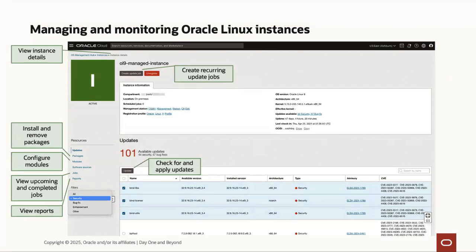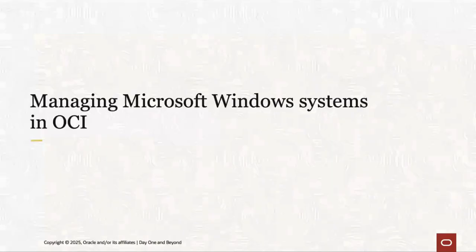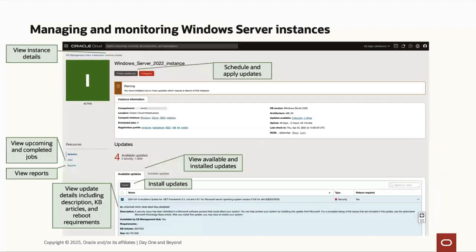Similar to support for Linux, OS Management Hub also supports Windows instances. Again, at the individual server level, you get the same kind of control as with Linux. You can see the instance details, view both available and already installed updates, and get extra context like KB articles and whether a reboot is required. You can also schedule updates or apply them directly here, just like you do with Linux. And the key benefit with OS Management Hub, whether it's Linux or Windows, is that you don't need separate tools. Everything is managed consistently with one single OS Management Hub.